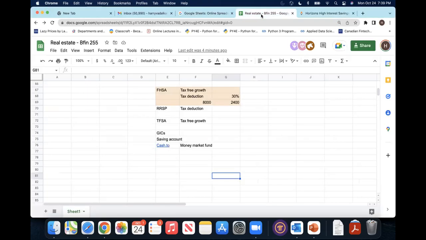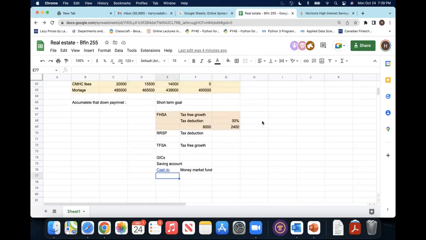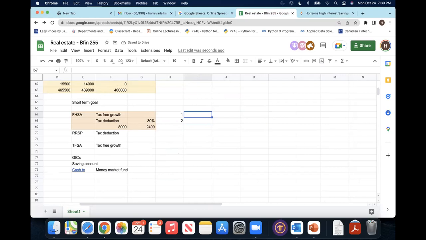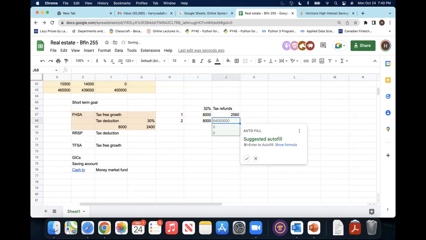So let's do some math now. If you're using the first housing savings account, your goal is to buy a house in 2 years. So you can put $8,000 here in the first year, $8,000 in the second year. You will get some tax back from the government, so lower tax or tax refunds. Let's say your tax rate is 32%, your tax refund will be this times 32% and this times 32%. So when you invest $8,000 in a first housing savings account, you also get a tax refund, right? When you file for taxes, $2,560 and $2,560 again back.